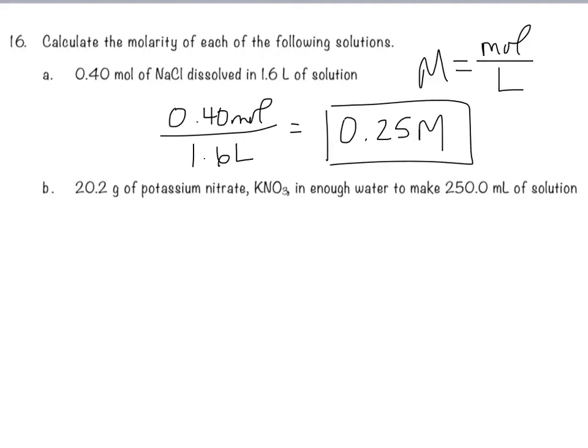Okay, for the second one, I have 20.2 grams of potassium nitrate, and I have 250 milliliters of solution. I'm going to have to do calculations for both of these.